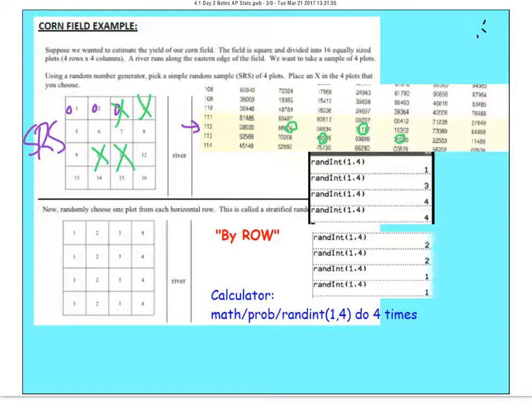This time I'm going to use the calculator. So to stratify by row, notice I have 1 through 4 in each of the rows. And what I'm going to do is run my sample choosing 4 times. So up here, if I go into the calculator, do random integer, I'm going to choose 1 through 4, and I want them just to pick one choice.